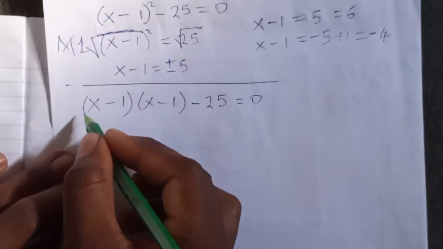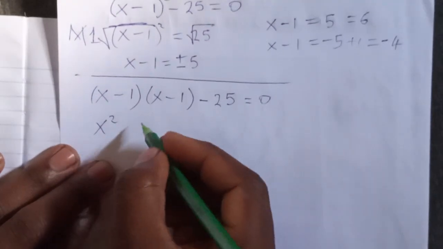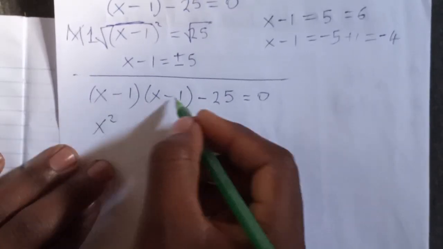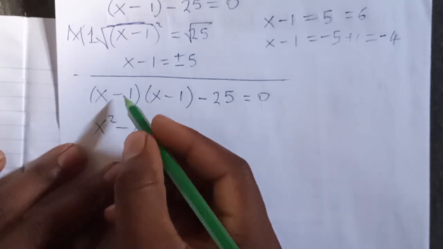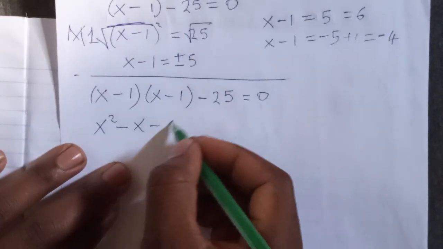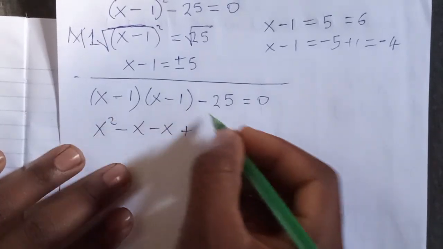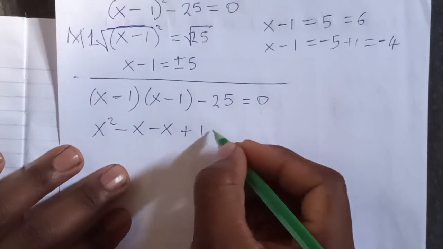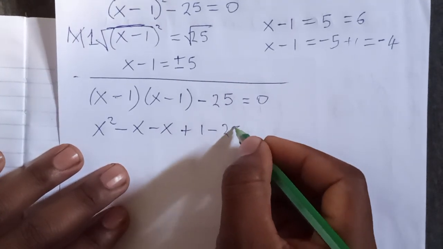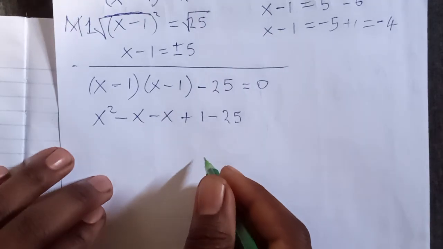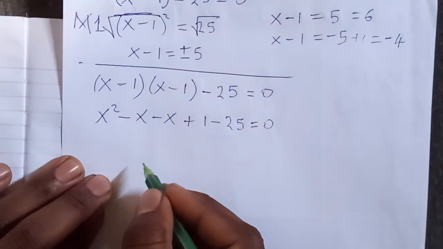So we say x times x is x squared. Then x times negative 1 will be negative x. Then negative 1 times x will be negative x again. Then negative times negative is positive, 1 times 1 is 1, minus 25. So this is equal to 0.